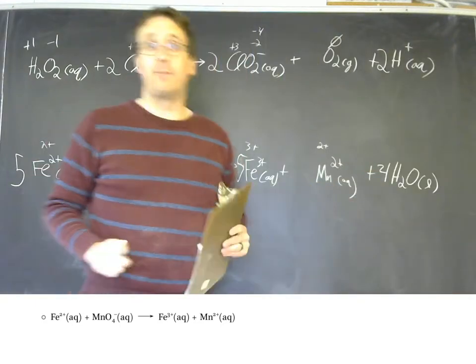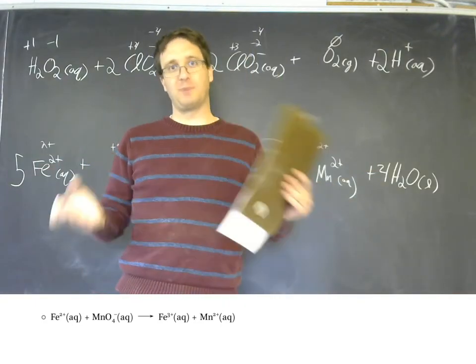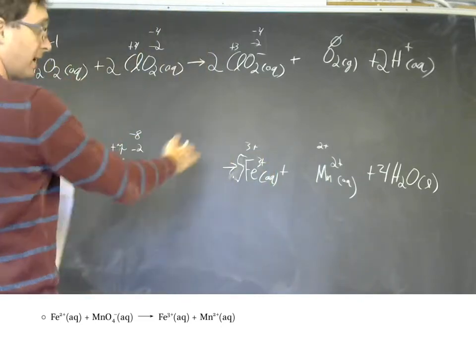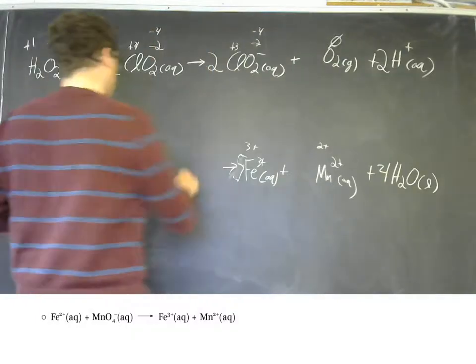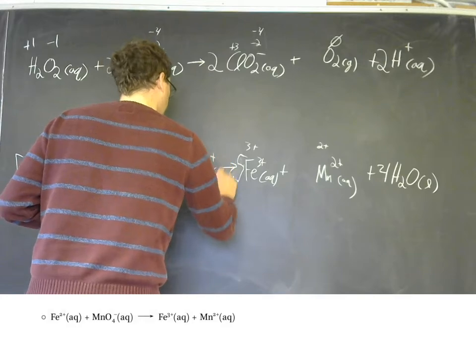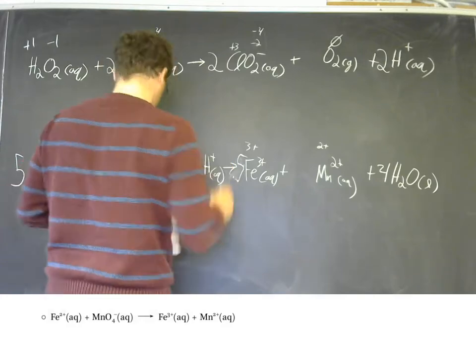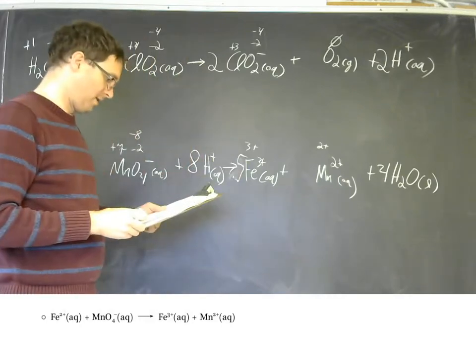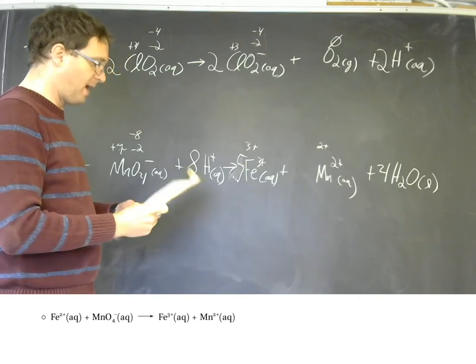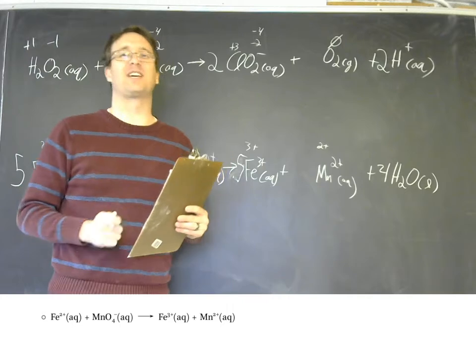And now we balance the hydrogens with H+ because we're under acidic conditions. There weren't any hydrogens before, but we just introduced 8 new hydrogens, so we'll have to put 8 H+ aqueous ions on this side. Sorry, just double checking my work here.